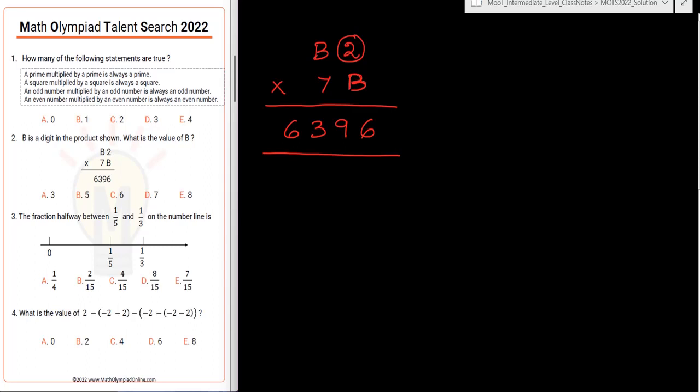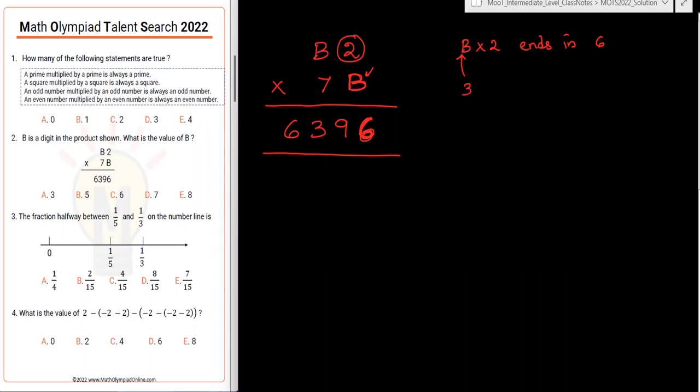So in your regular multiplication, you do this number B times 2, you should be getting 6, isn't it? The 6 must be due to this B times 2. It may be a 2-digit number, but the units place will definitely come here. So that means B times 2 ends in 6. That means the unit place is 6. What is the possible value for B?